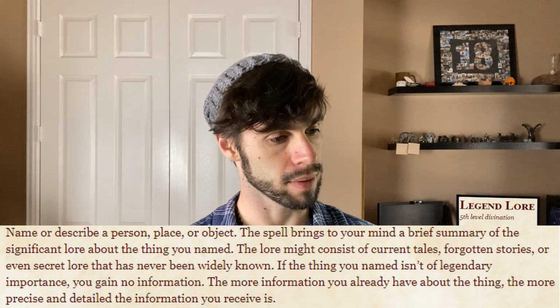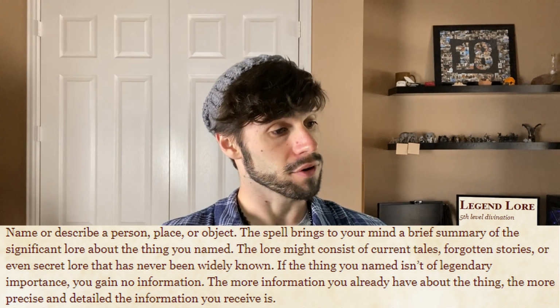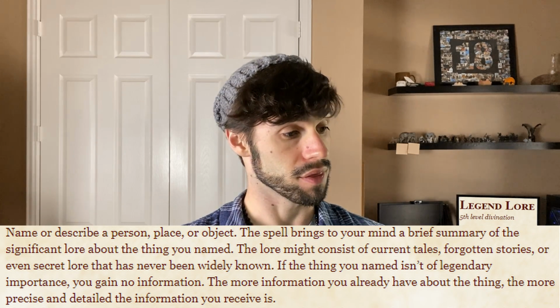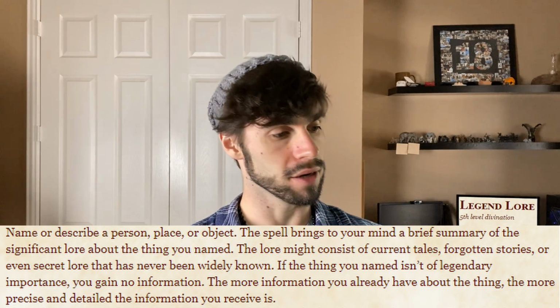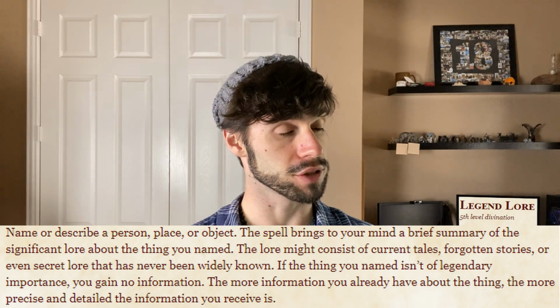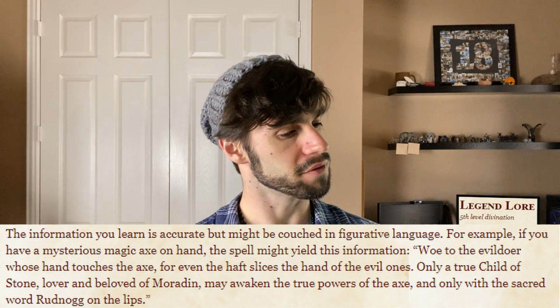The spell brings to your mind a brief summary of the significant lore about the thing you named. The lore might consist of current tales, forgotten stories, or even secret lore that has never been widely known. If the thing you named isn't of legendary importance, you gain no information. The more information you already have about the thing, the more precise and detailed the information you receive is. The information you learn is accurate, but might be couched in figurative language.